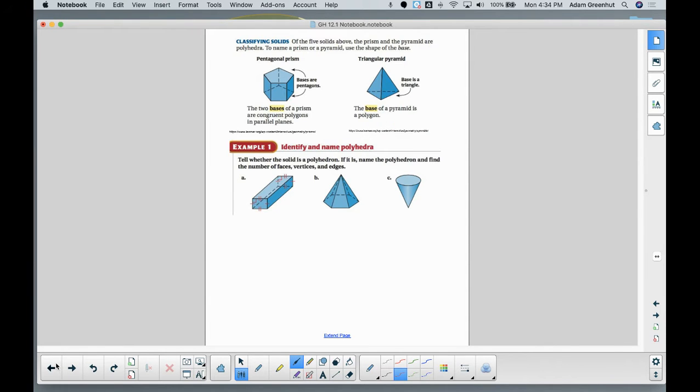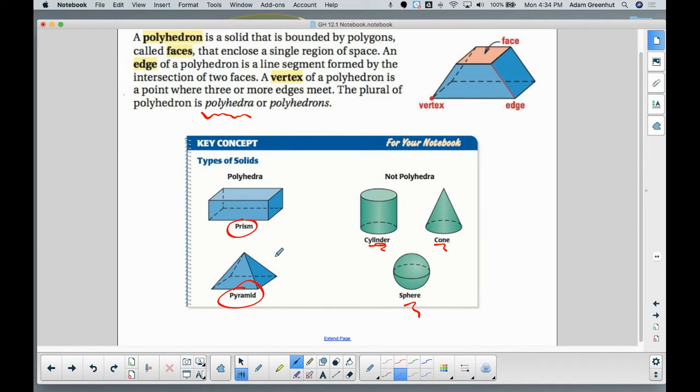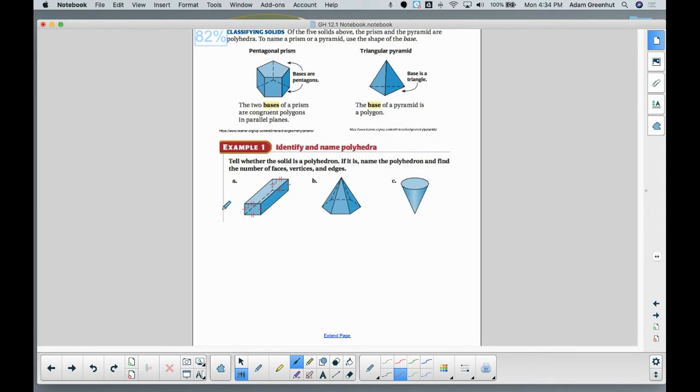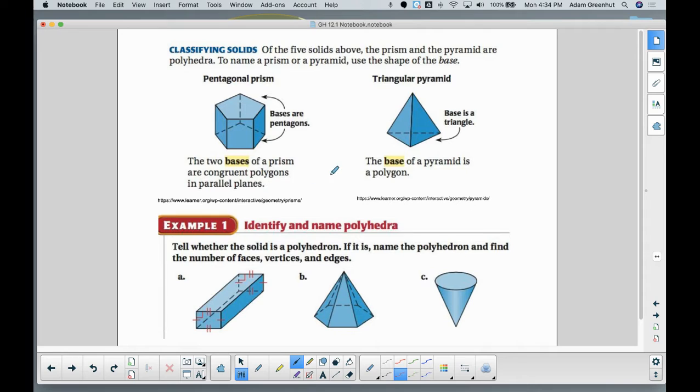On that original slide of five different solids, we said that two of them were polyhedra, a prism and a pyramid. They're all flat surfaces. So let's talk a little bit about those. A prism is a polyhedron that has two congruent and parallel faces that have to be polygons. They could be any polygon. And those parallel congruent faces are known as the bases of the prism.